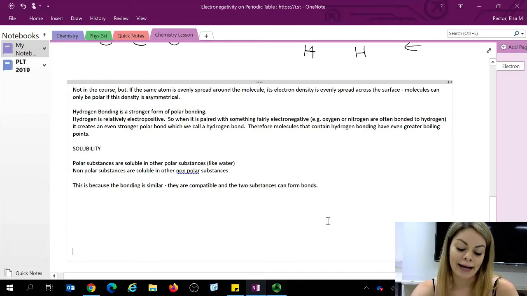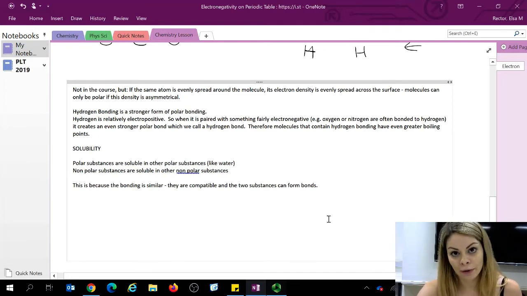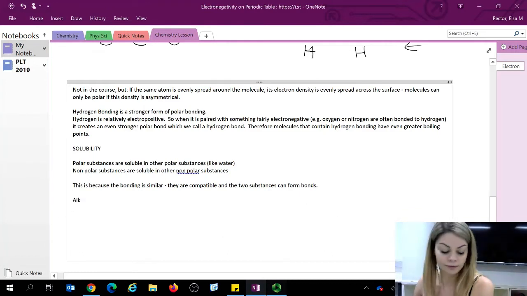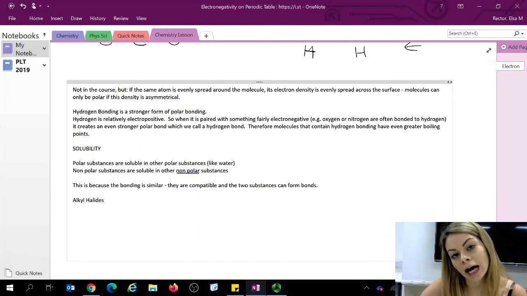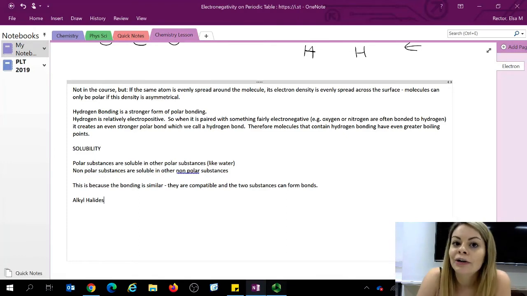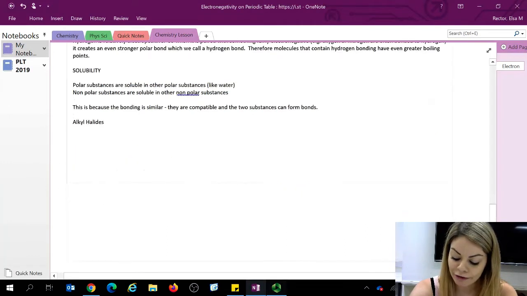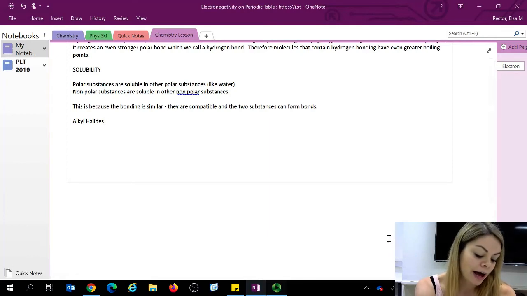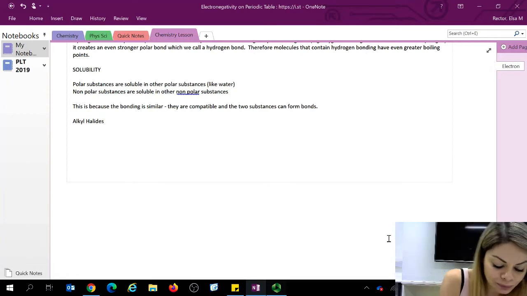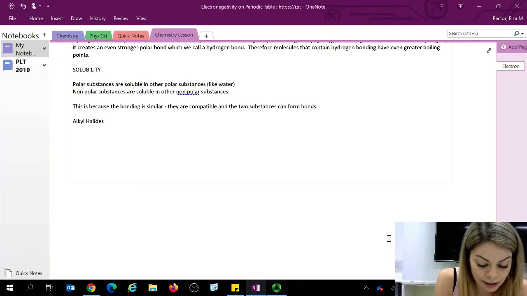I'd like to look at an example now. The example that I want to look at is an alkyl halide. Alkyl halides. So what is an alkyl halide? It is a carbon compound that has a halogen. So fluorine, chlorine, bromine, iodine, for example. Let's have a look at one of them. Let's have a look at bromo. No, I like fluorine the best. Let's have a look at fluoromethane. Fluoromethane looks like this.